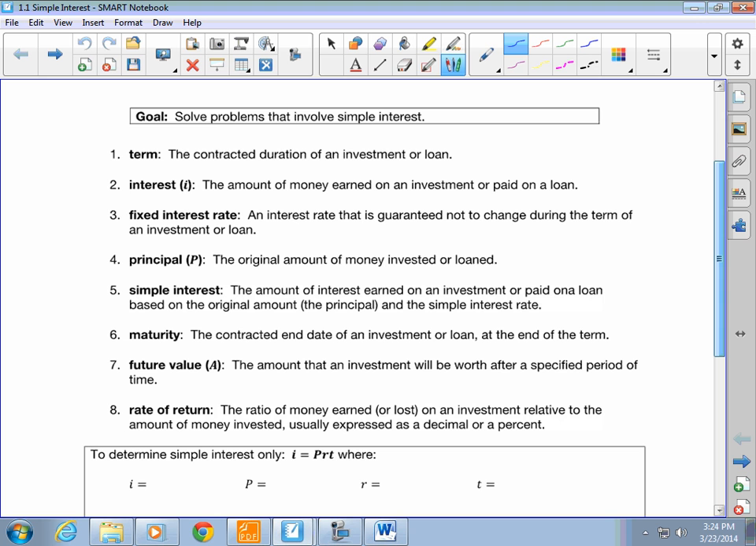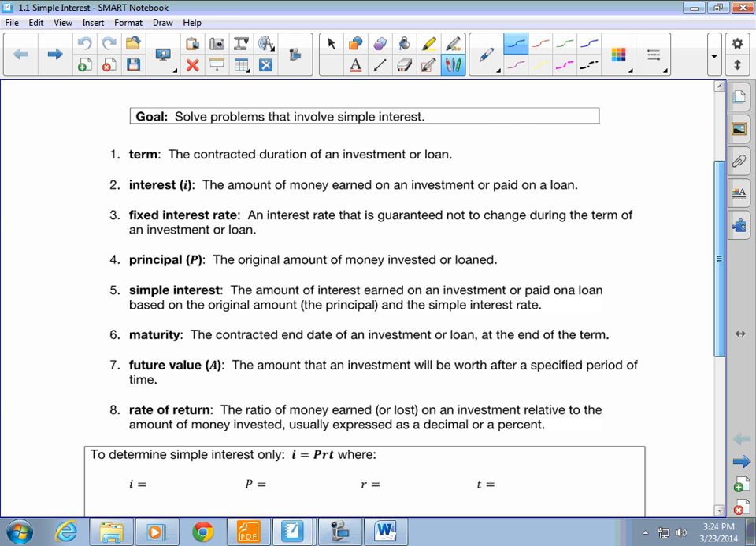Interest then is the amount of money earned on investment or paid on a loan. A fixed rate of interest, or fixed interest rate, is the rate that is guaranteed not to change during the term of an investment or a loan. So if you take out a loan and you have a fixed interest rate for 5 years, then you pay whatever that rate is for 5 years. If your loan needs to be extended, then your interest rate will change based on whatever it is at that time. Principal is just the original amount of money invested or loaned.